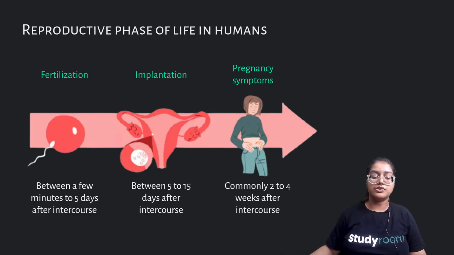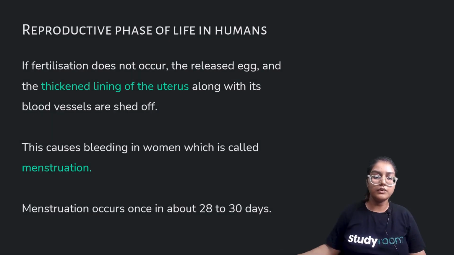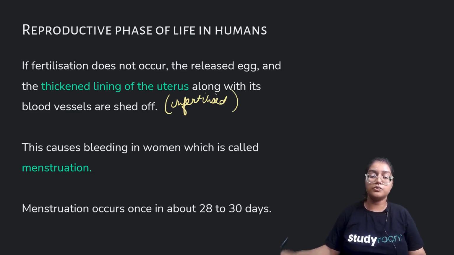So sperm fuses with the egg. After 5 to 15 days, the one-cell zygote gets implanted, and then the normal pregnancy symptoms appear within 2 to 3 months of intercourse. If fertilization doesn't occur, I've already told you the lining of the uterus sheds away. So if fertilization does not occur, the released egg and the thickened lining of the uterus along with its blood vessels are shed away. This happens only if the egg is unfertilized. If the egg is fertilized, the normal pregnancy symptoms would go on.